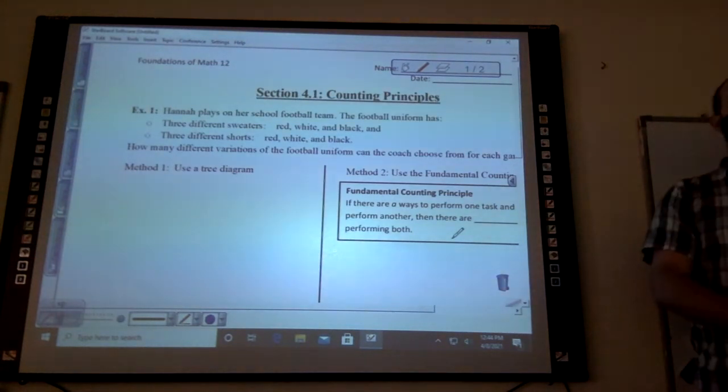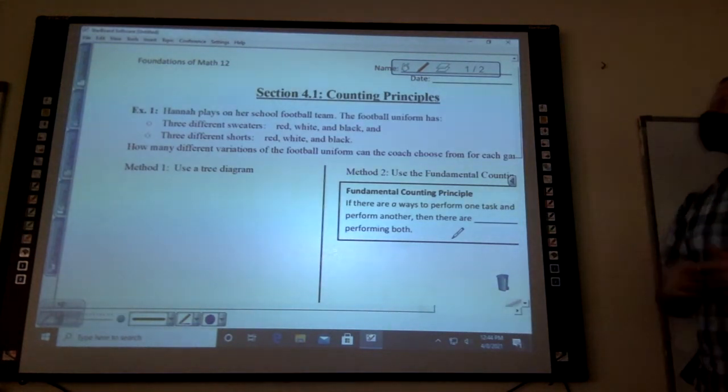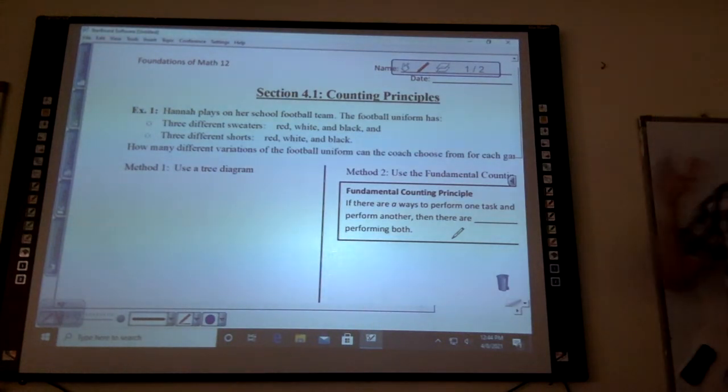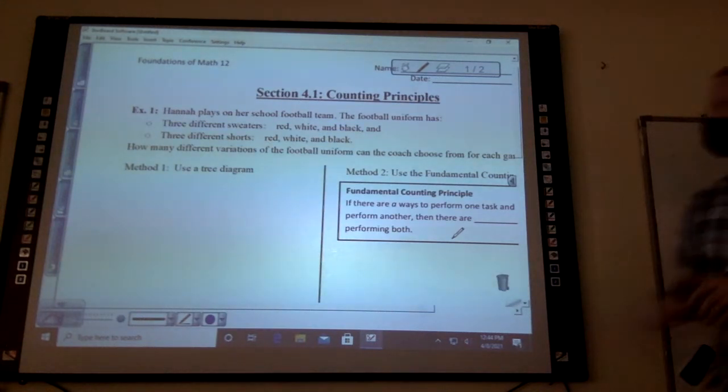So basically this whole unit is about counting. Not simple counting that you've seen before, but figuring out how many different possibilities we have for something.